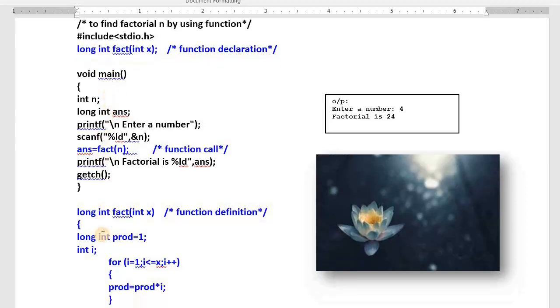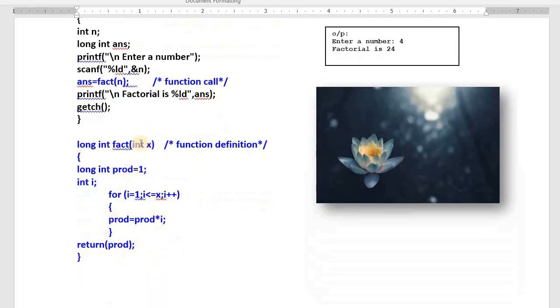First I explain you the function only. It takes an integer. It gives long integer back. Already you know, we need one result variable, no? Product. Product equals to first of all we have to store 1. Of which type? Long integer.